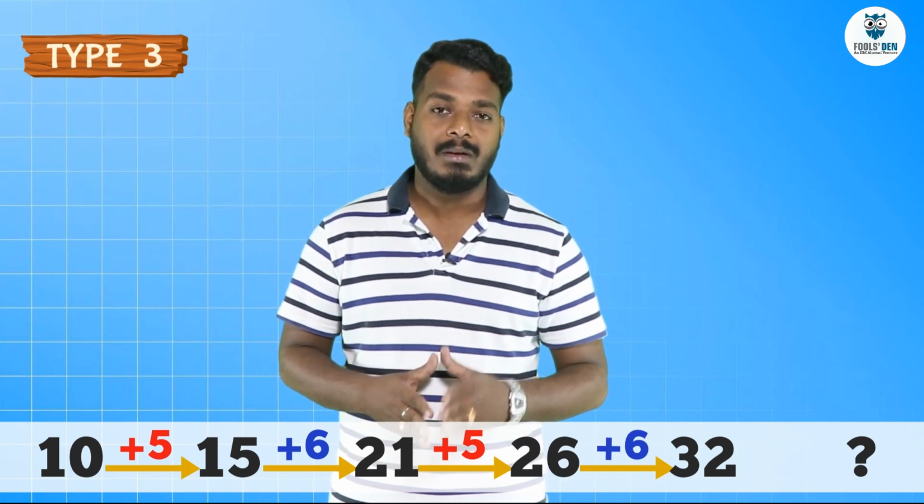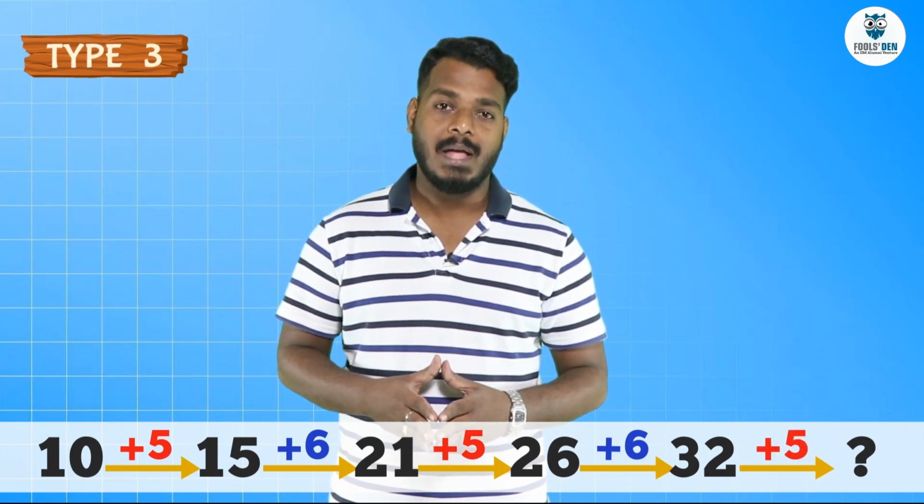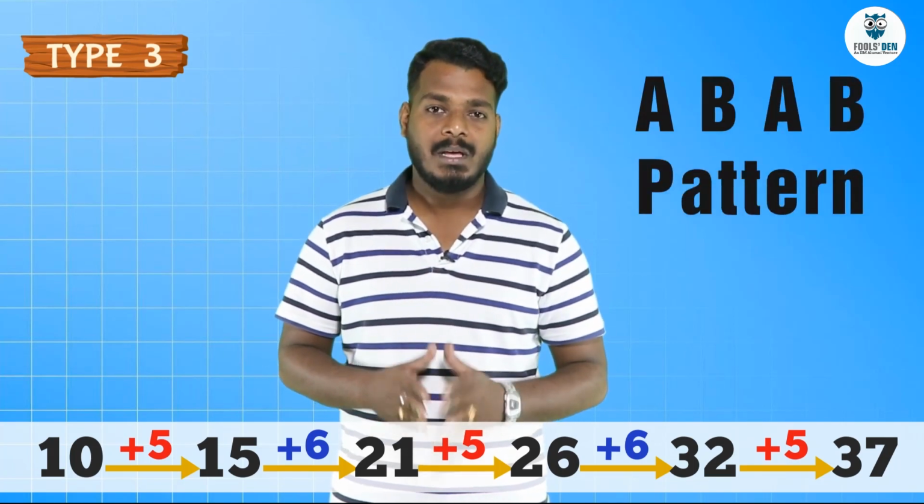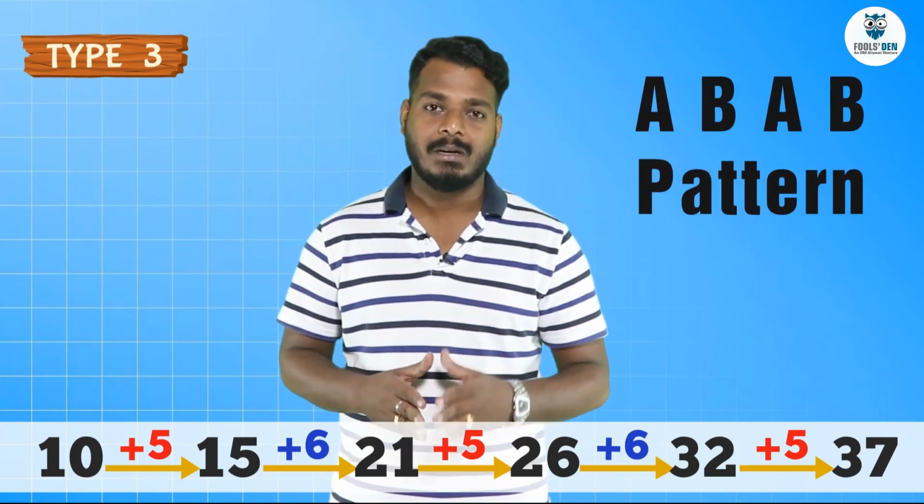Can you see a pattern here? 5, 6, 5, 6. So the next difference would be a 5 again. So your answer should be 32 plus 5, that is 37. This pattern is called the ABAB pattern because only 2 numbers get repeated over the series.